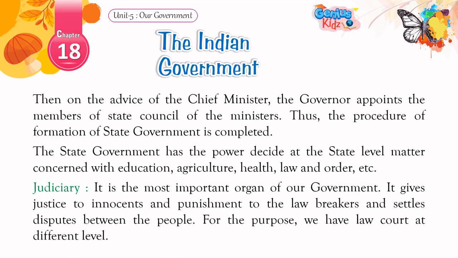The state government has the power to decide at the state level matters concerned with education, agriculture, health, law and order, etc. Judiciary. It is the most important organ of our government. It gives justice to innocents and punishment to the lawbreakers and settles disputes between the people. For the purpose, we have law courts at different levels.